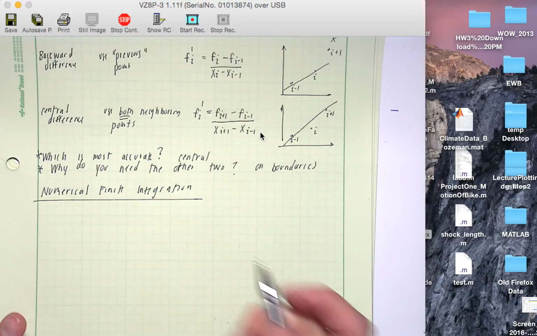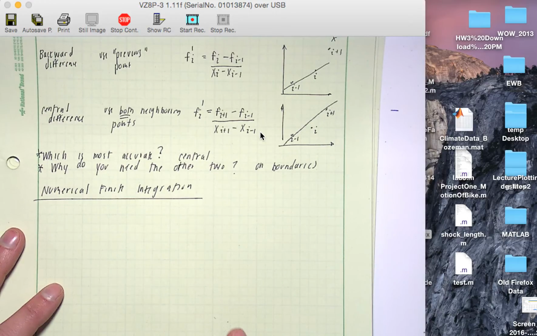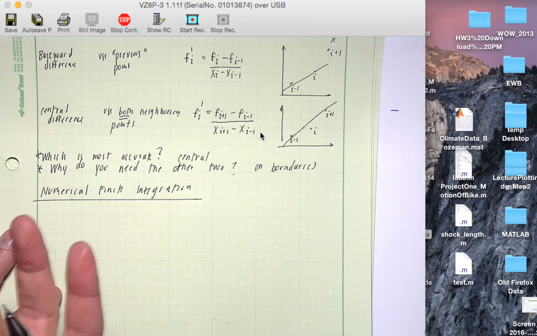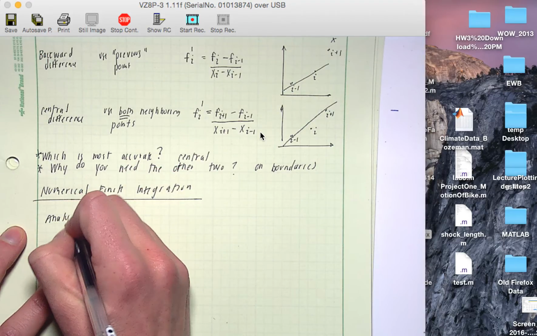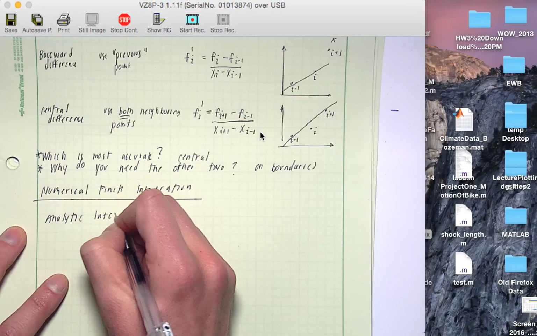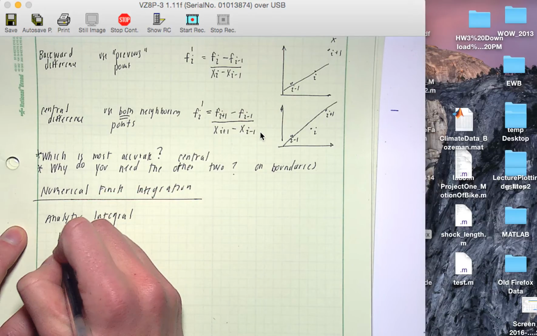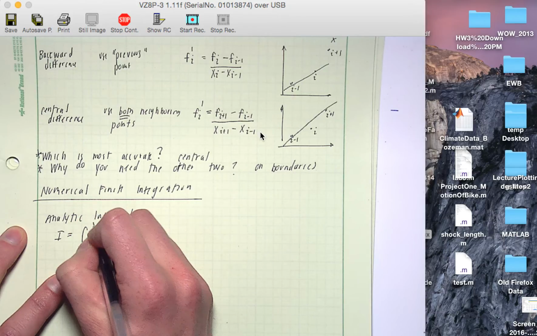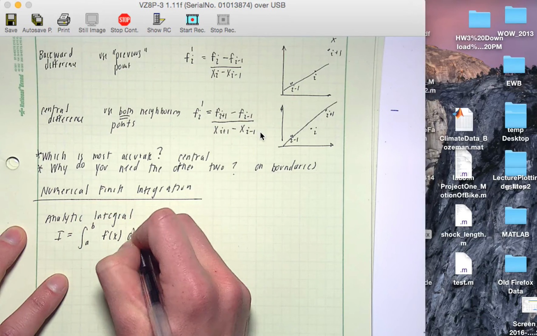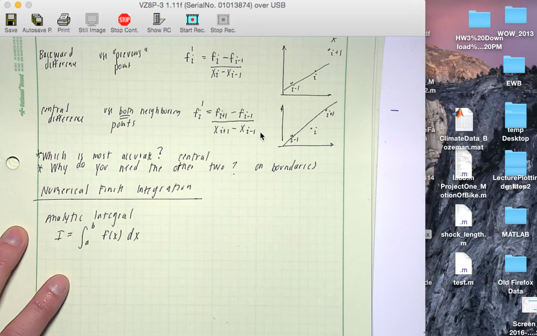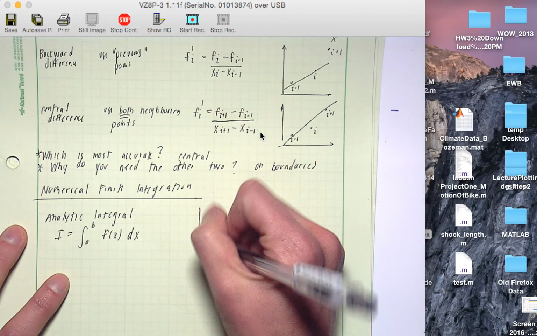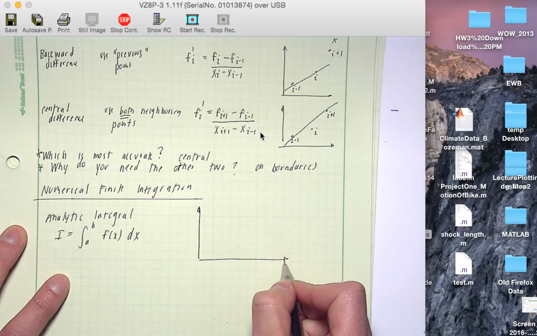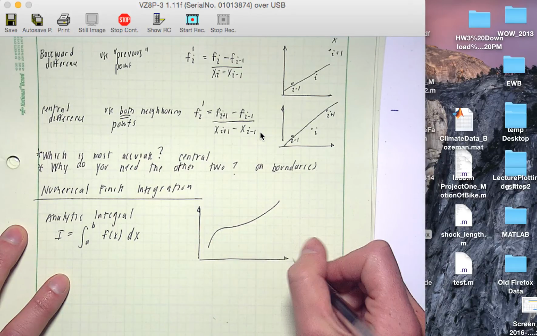It's easy, right? It's just differences. It makes it easier because when you numerically differentiate, you just subtract, and we all know how to do that. So let me first just define an analytic integral so you have some notation. So I is my integral when I integrate f of x over x from x equals a to x equals b. So everyone is familiar with that.